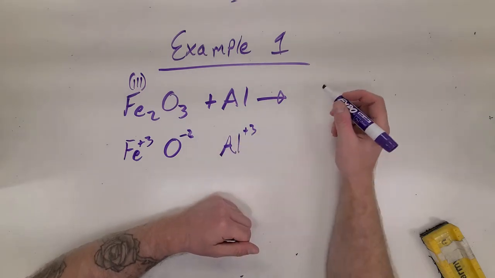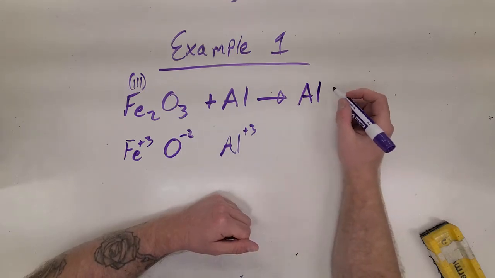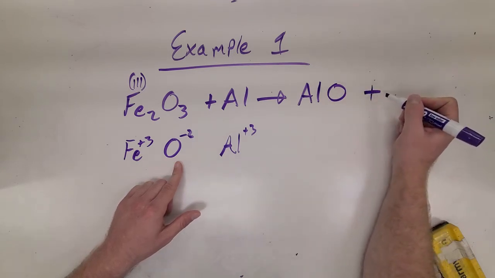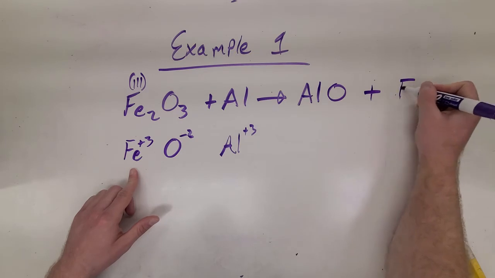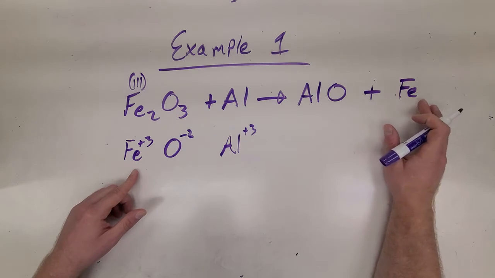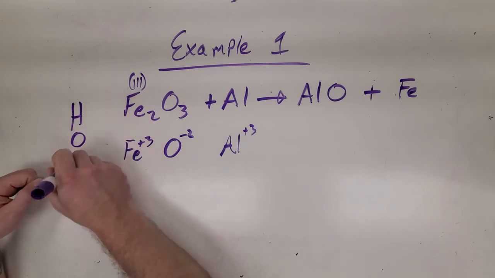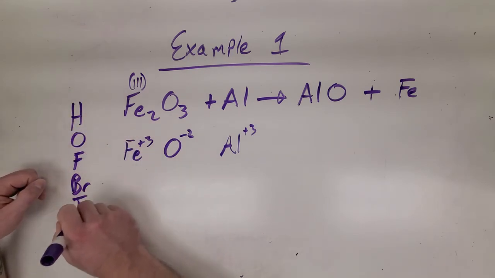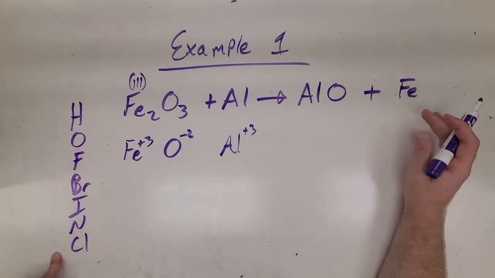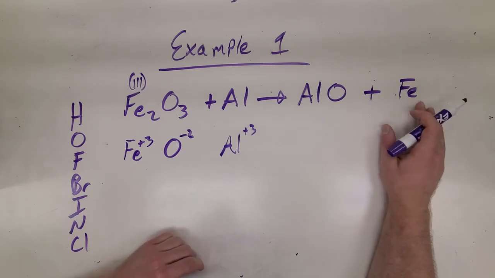So when we rewrite this, we write the positive charge first, and then the oxygen that bonds with it. And then iron, we write over here. Now, if you're trying to decide whether or not to write that by itself or include the 2, remember Hofbrinkel. If this element falls under this acronym, then you put a 2 after it. If not, you just leave it as is. And Fe does not appear on this. We're going to leave it as is.